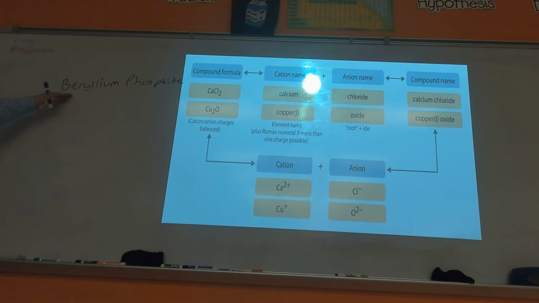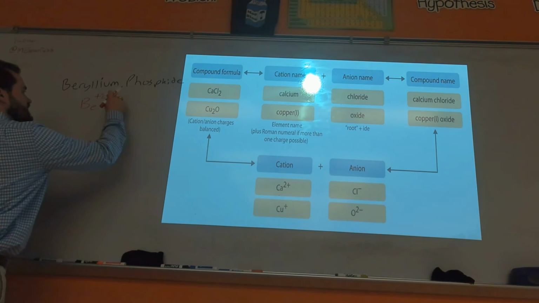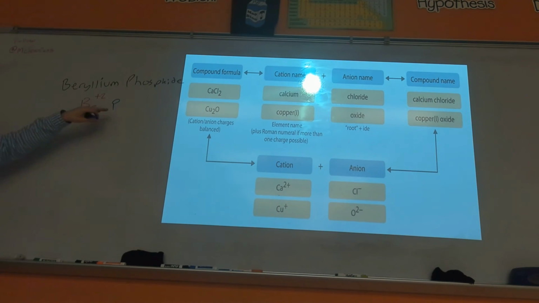Okay. So beryllium, find the symbol for beryllium. So it's Be. Beryllium is Be. Find the charge beryllium forms. Beryllium is in group 2, so it's going to form a +2 charge. And then phosphide, that's talking about phosphorus, right? Phosphorus, that symbol is P. The reason why I'm using 2 different colors is just to help you see this is a cation, this is an anion. What kind of charge does phosphorus form? -3. -3, yeah.